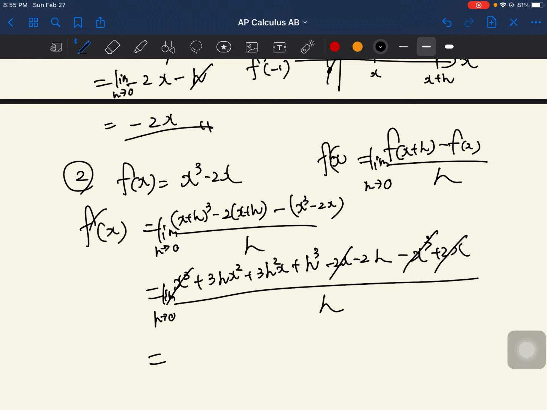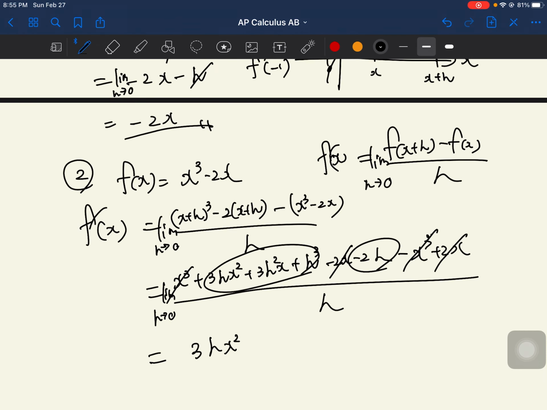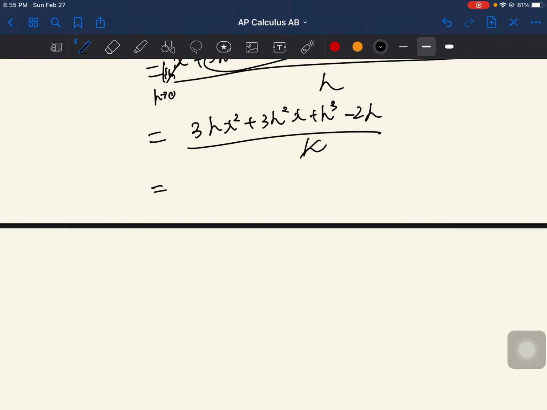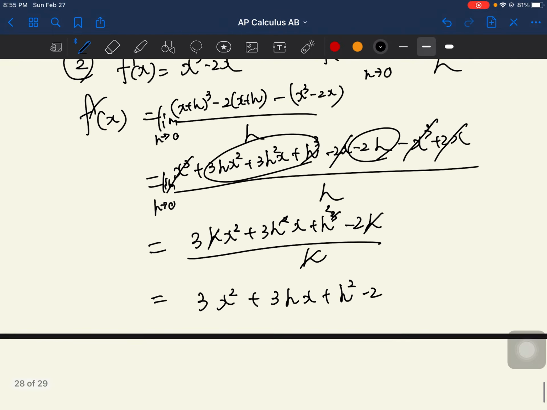Then you can cancel out this one and also this one. Then the leftover is these: 3hx squared plus 3h squared x plus h cubed negative 2h over h. And you can cancel out h, and the leftover is 3x squared plus 3hx plus h squared negative 2.